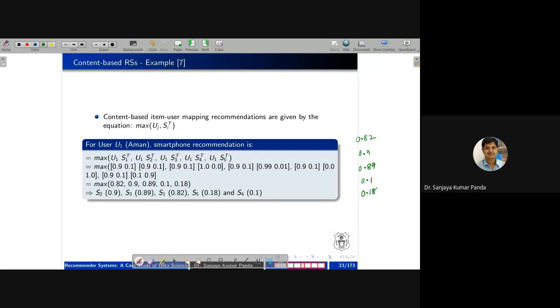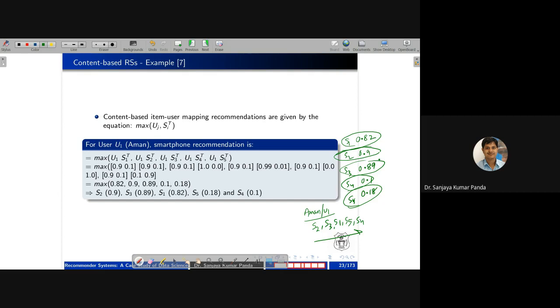So for the smartphones S1, S2, S3, S4, S5, if you order them in this manner, the highest value you are getting is for smartphone S2. So for Aman or user U1, if you want to suggest some smartphone, first you suggest smartphone S2. Then the next highest value is smartphone S3, so you suggest S3, then smartphone S1, then smartphone S5, then smartphone S4. So in this order, you have to make suggestions to Aman.